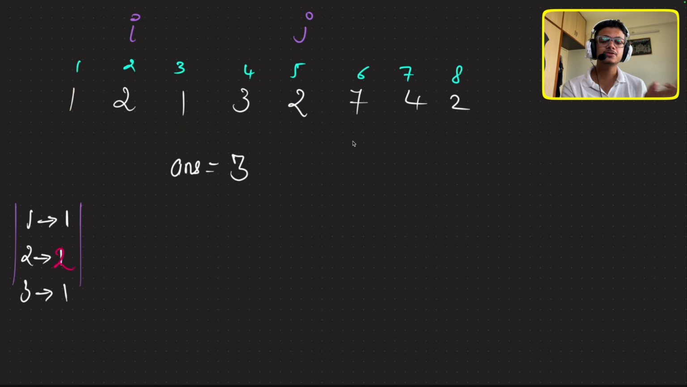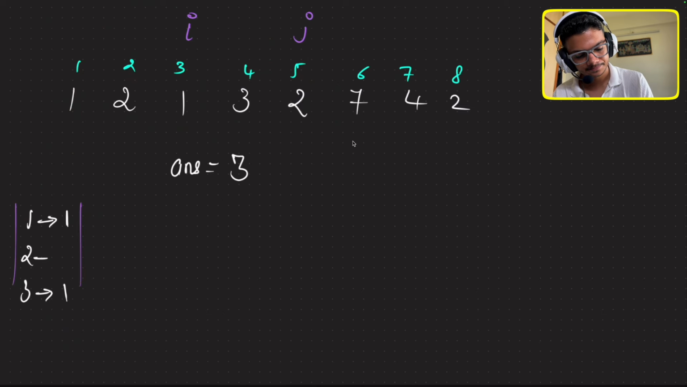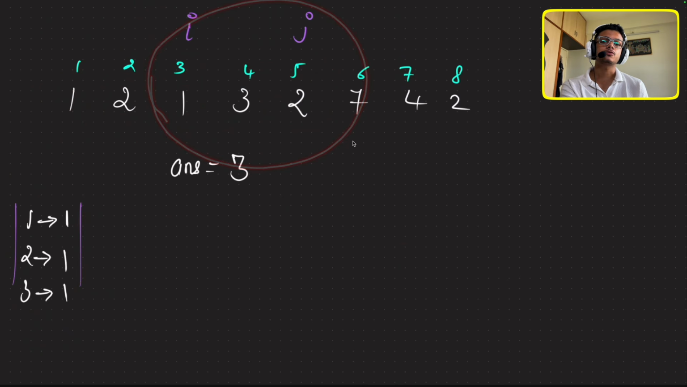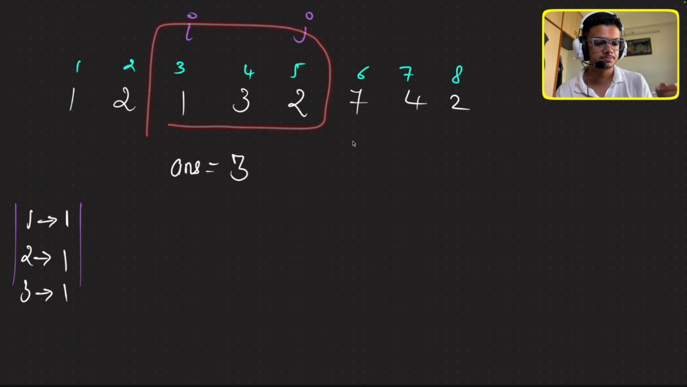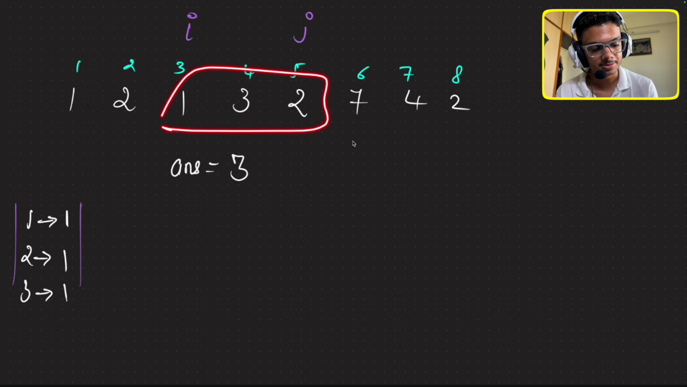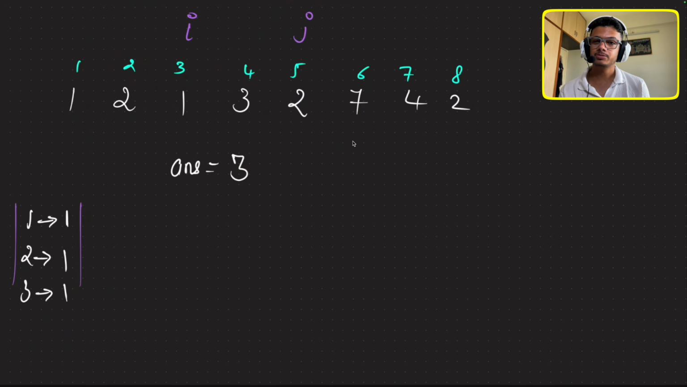We try shrinking the window again. Okay, let's try to shrink the window by 1 here. So once you shrink the window, the frequency of 2 will reduce. Again 1. So now, again in the window, you have all the unique elements. It means the longest subarray ending at index 5 will have 3 elements. You'll try to update the answer, but it won't be updated. Fine. So we move ahead.